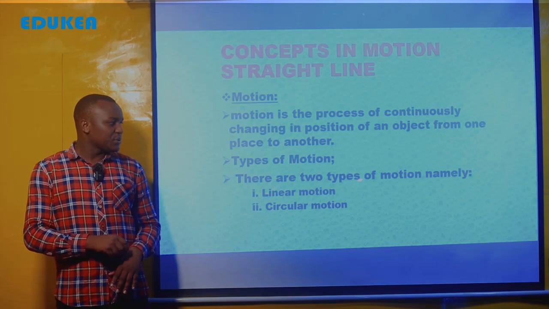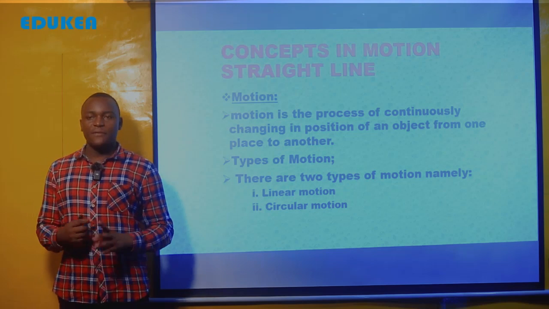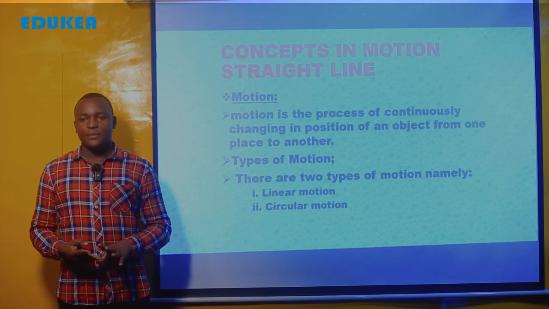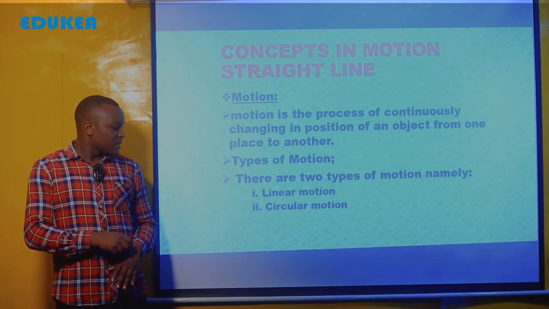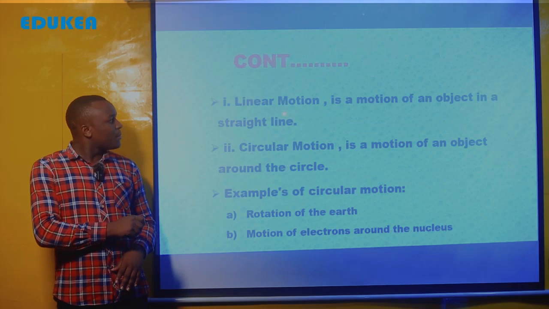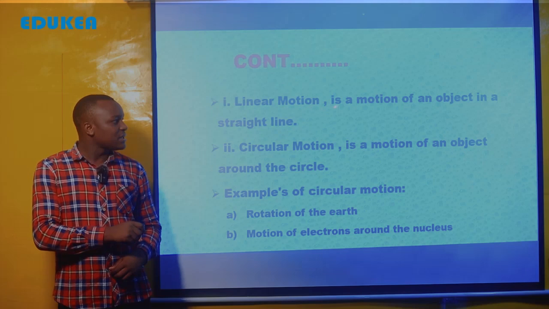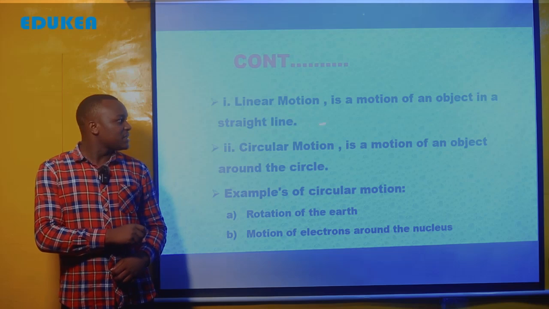There are two types of motion. The first one is linear motion, and the second one is circular motion. When we say linear motion, it is a motion of an object in a straight line.